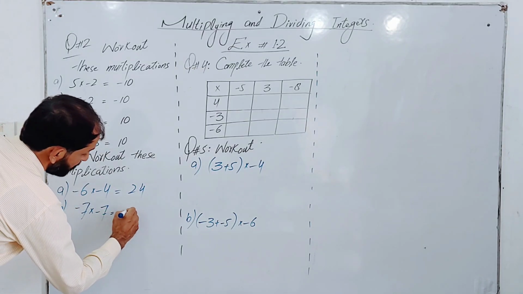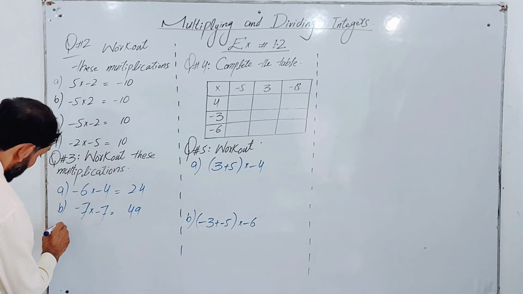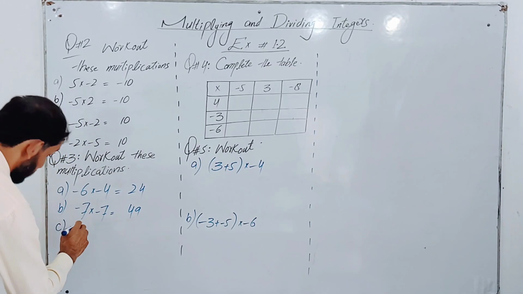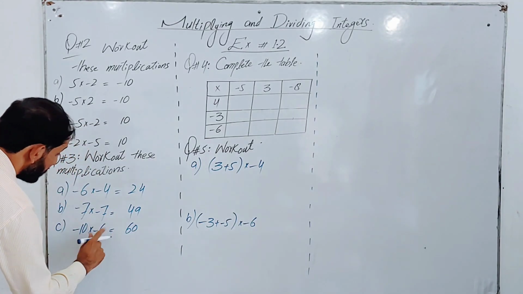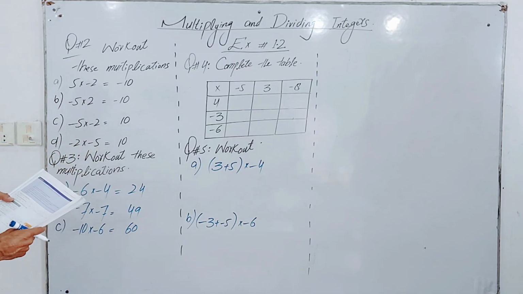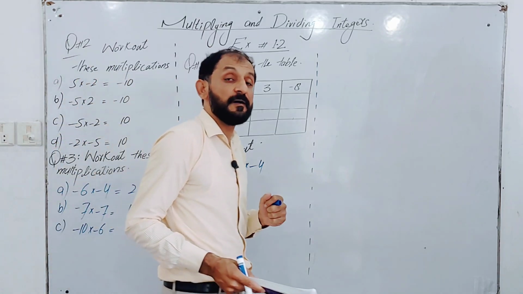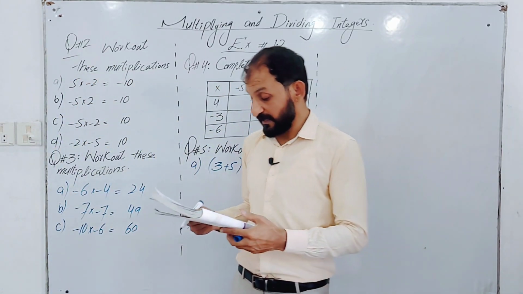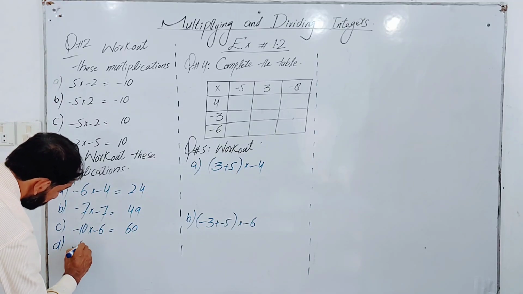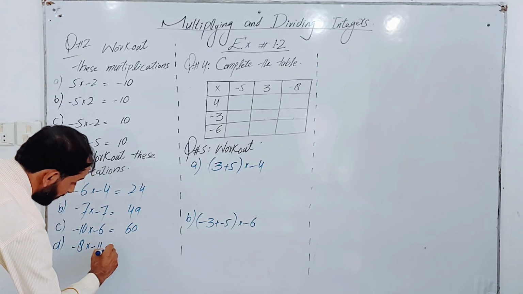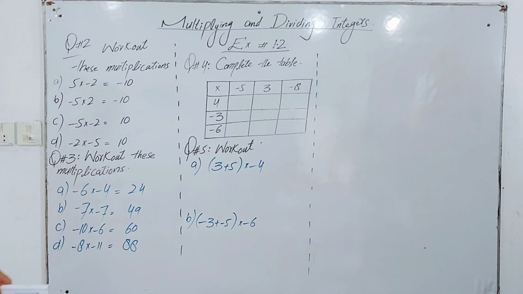multiplied by minus 7 is equal to 49, minus minus will be equal to plus, and then 10 multiplied by minus 6, minus 10 multiplied by minus 6 is equal to 60, minus minus and plus sign we have to use. Okay, by definition where no sign is used, it means which quantity is used there, positive sign. And the last part is D part, minus 8 multiplied by minus 11, 88, minus minus plus, 88 will be the answer.